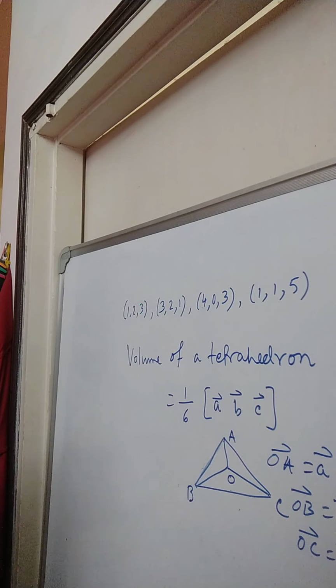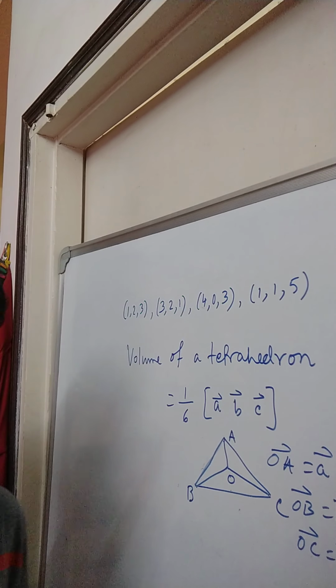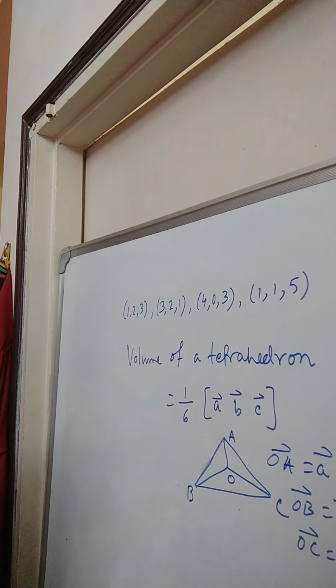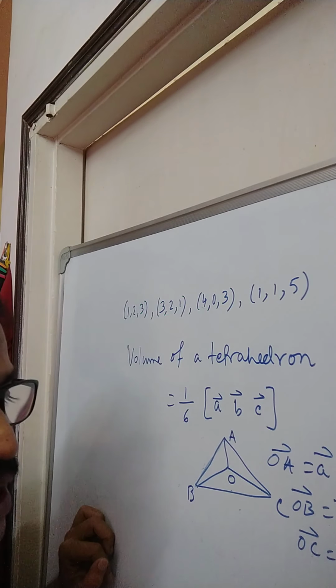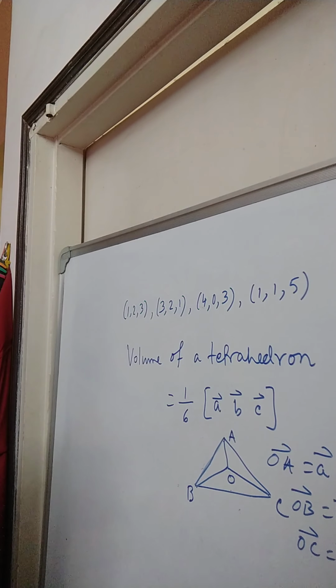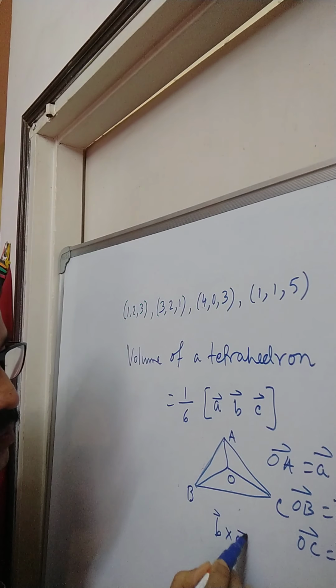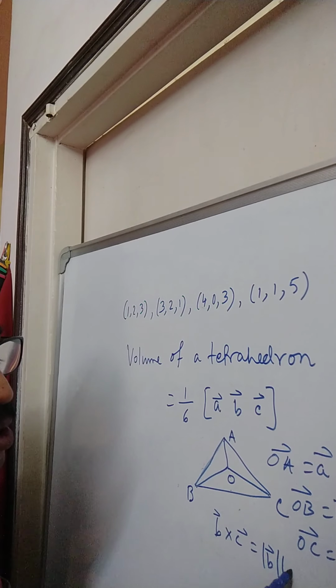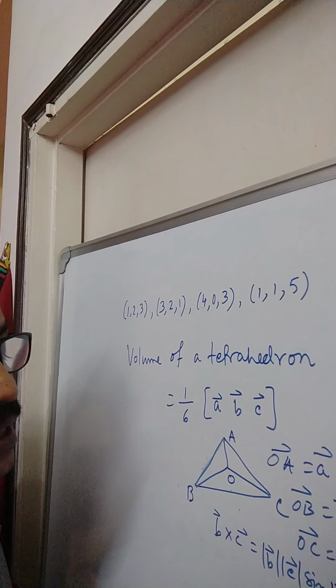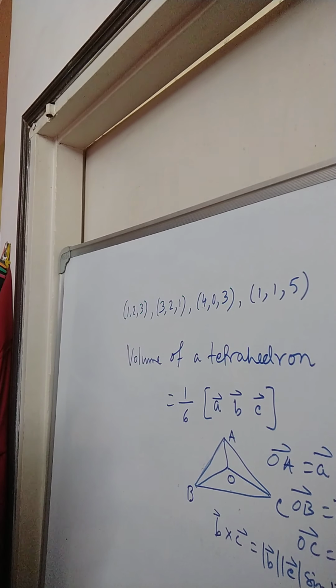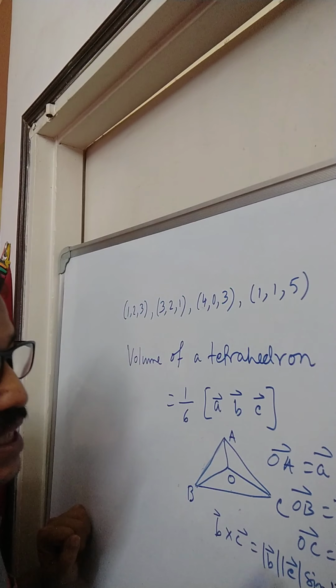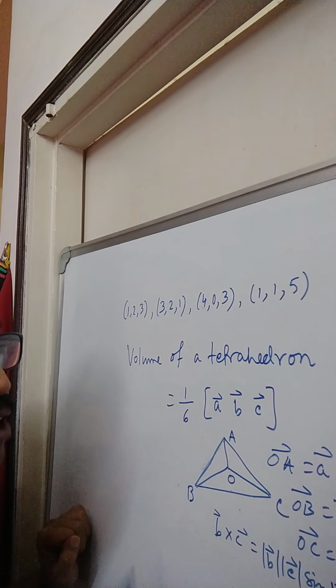Then its volume will be 1/6 this. Why? It is more or less easily apprehensible, because what is box of ABC? A dot B cross C. Now, what is B cross C? Just see that this is B and this is C. So, what will be B cross C? B cross C will be mod B mod C sine of angle between B and C. So, obviously, this gives us the area of this triangle.